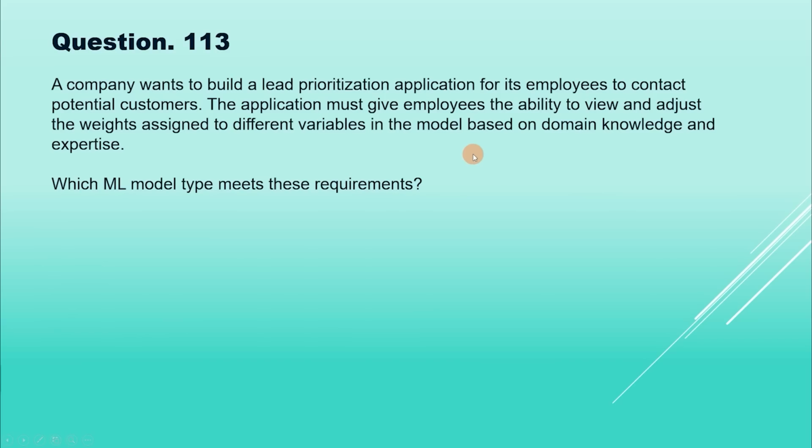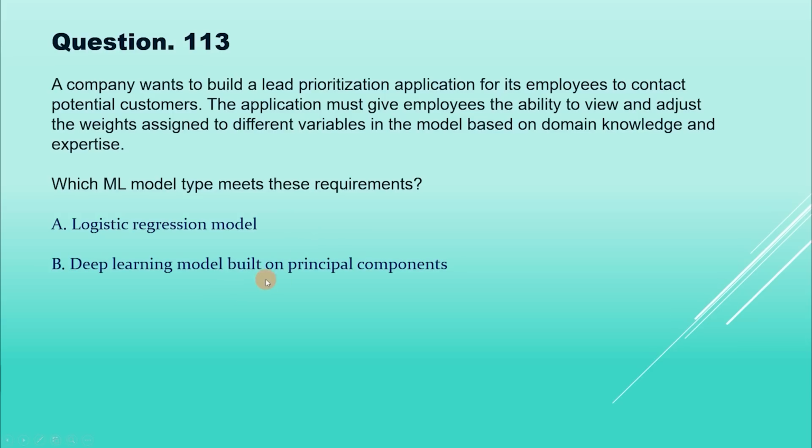Now question number 113. A company wants to build a lead prioritization application for its employees to contact potential customers. The application must give employees the ability to view and adjust the weights assigned to different variables in the model based on domain knowledge and expertise. Which ML model type meets these requirements? Here are the options. Logistic regression model. Option B, deep learning model built on principal components. Option C, K nearest neighbor model. Option D, neural network.